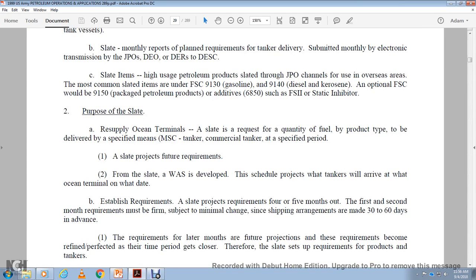Purpose of the slate: resupply of the ocean terminal. The slate is a request for the quantity of fuel, the product type, and the delivery means, by MSC tank or commercial tank, for a specified period. A slate projects future requirements, from which the schedule is developed: which tanker product will arrive at the ocean terminal, and on what date.